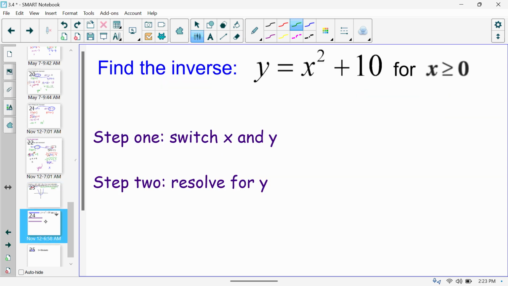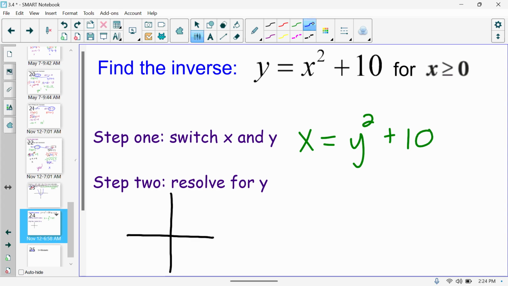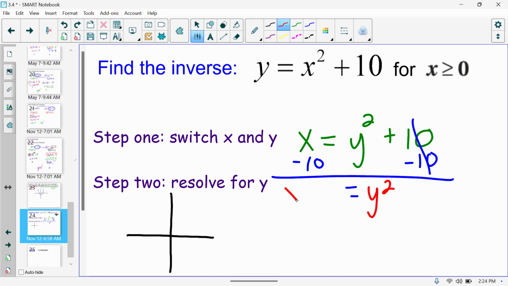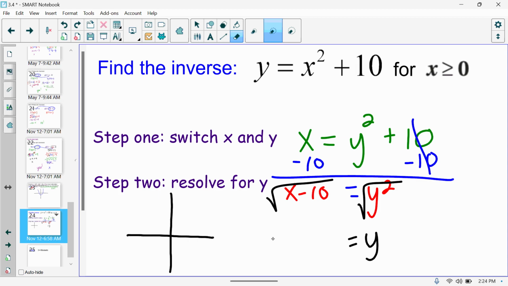And then last type of problem we looked at, remember, is how to actually find the inverse. So remember, step 1, switch the x and the y, and then resolve it for y. Get the y alone. So you go ahead and do that real quick. We would need to take away 10 on both sides. So you would get y squared equals x minus 10. And then remember, when you take the square root, oftentimes we put that plus or minus. Now I'm going to remind you in a second why we don't do that, okay? So this should be the answer.